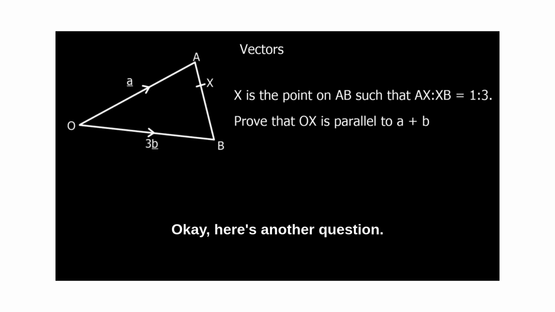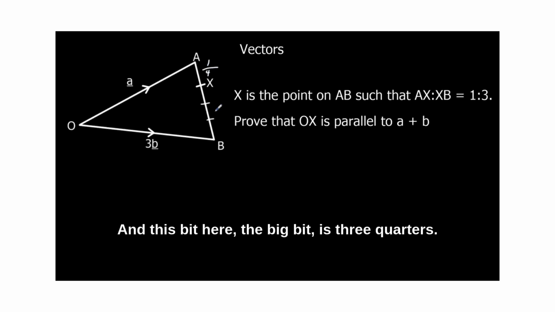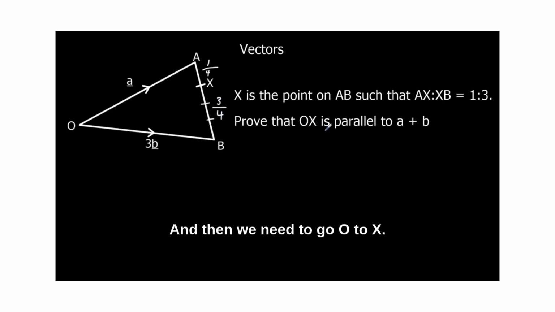Okay, here's another question. x is the point on AB such that AX is 1 part, and XB is 3 parts. So it's 4 parts in total. So this is 1/4, and the big bit here is 3/4. Then we need to go O to X. We need to prove it's parallel to A plus B. So O to X is going to be there.